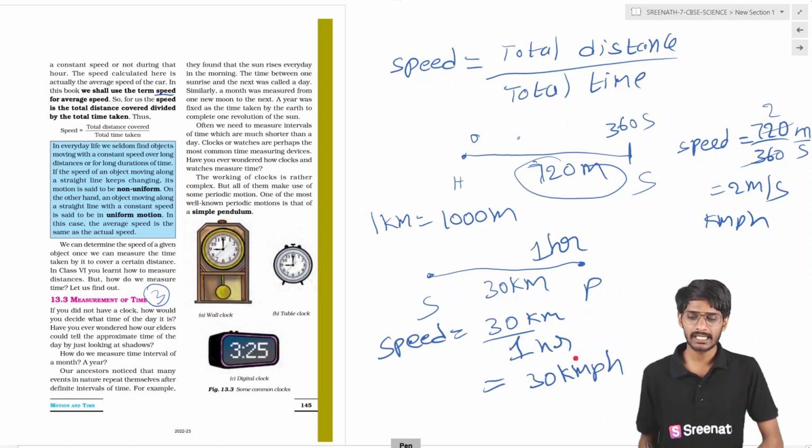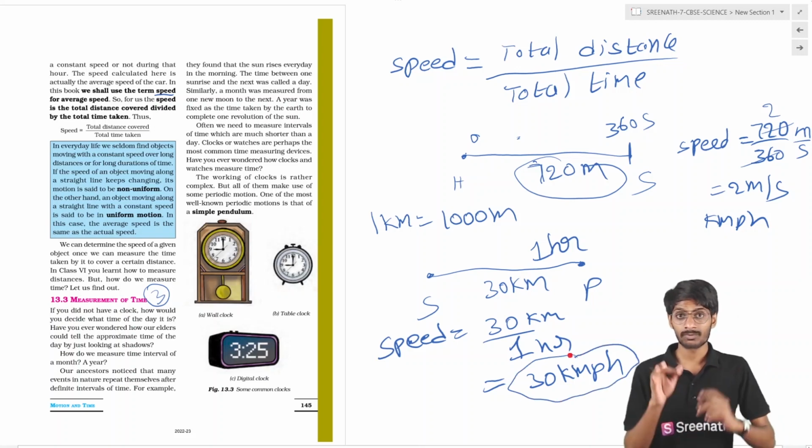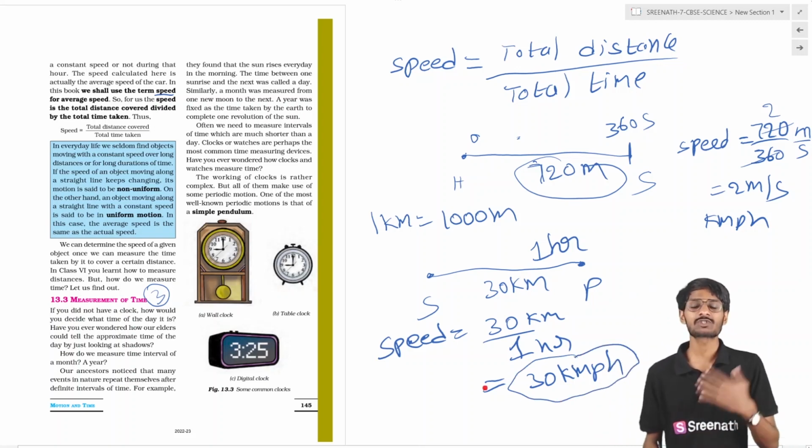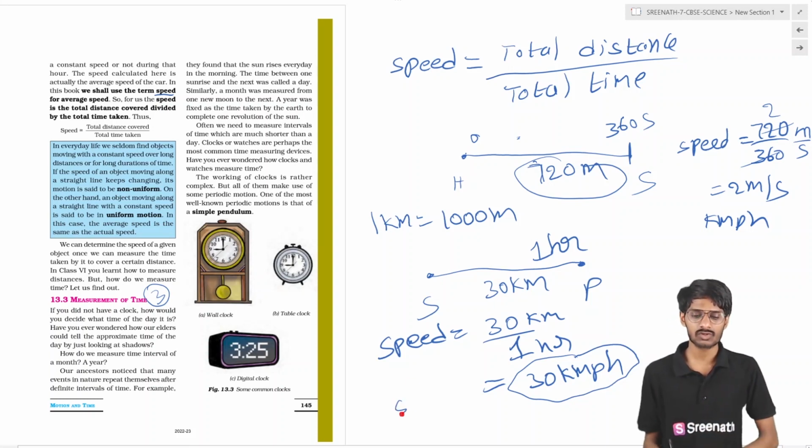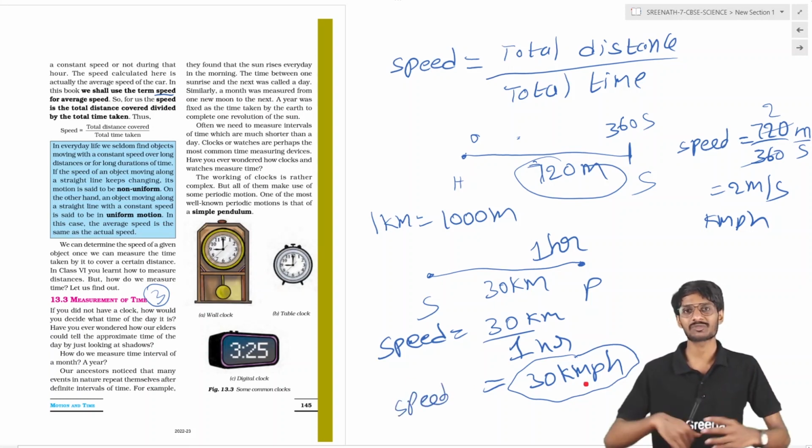This is the thing you will see in the case of speedometers, in the case of bikes or vehicles, students. So what is the speed of your journey? What is the average speed of your journey? 30 kilometers per hour, students.